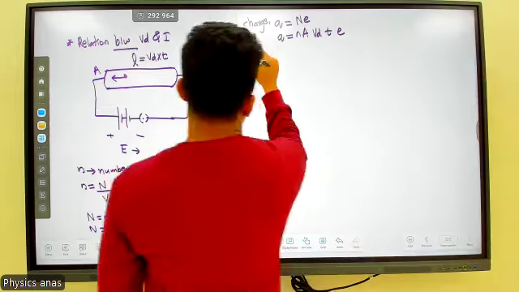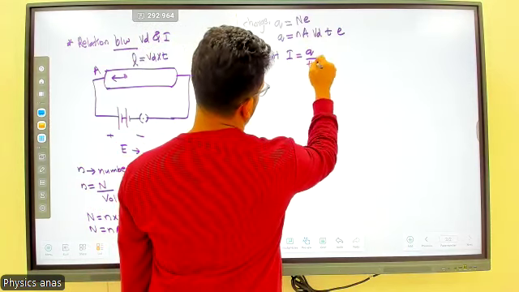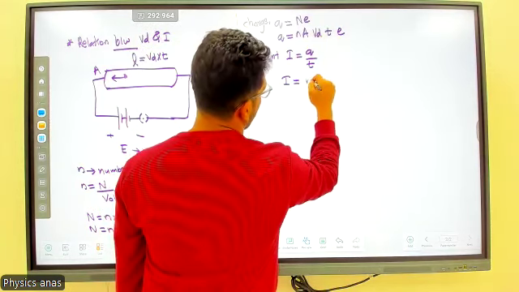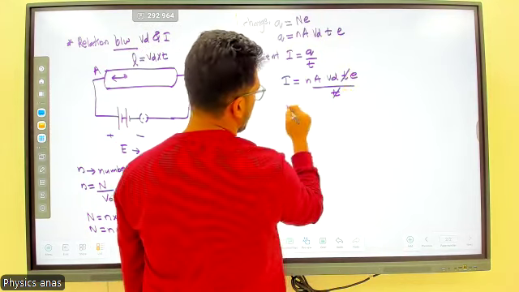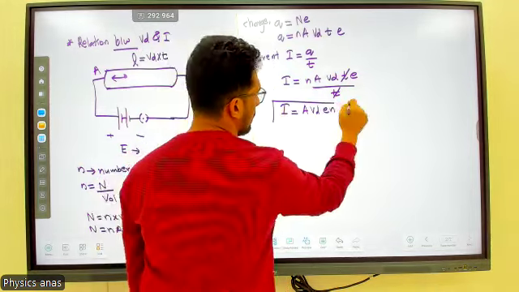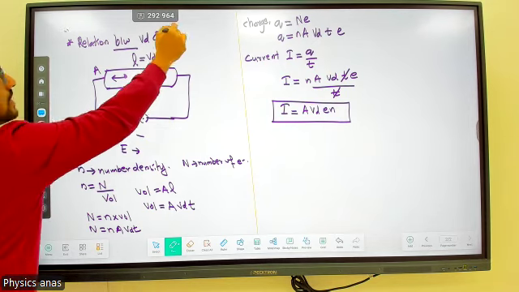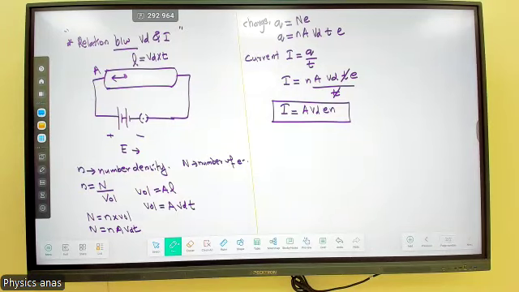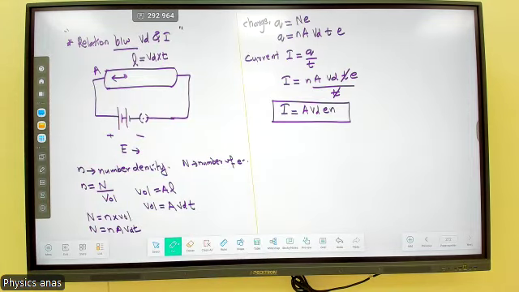What is current? Now you have the charge, so let's find the current. I is equal to Q by T. So I is equal to n A VD T e by T. The T is gone. So I is equal to n A VD e. Did you understand this? This is the derivation, the relation between drift velocity and current. Remember this: I is equal to n A VD e. Very good.